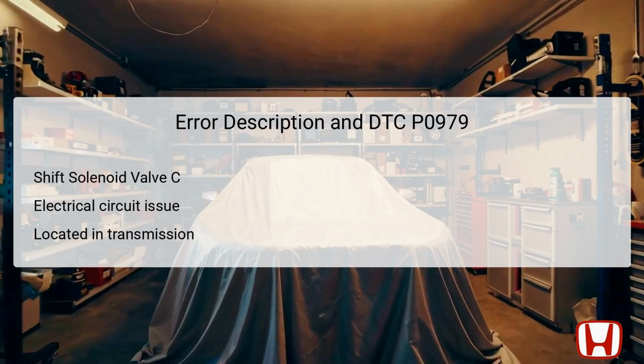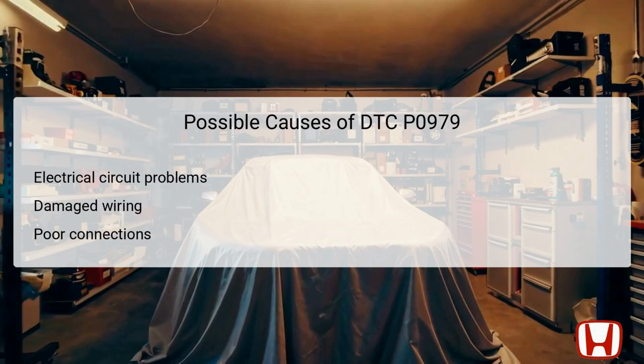If the driver encounters this DTC, it indicates that the solenoid is functioning improperly and likely needs examination or replacement. The activation of the fail-safe function prevents the car from shifting into higher gears, thereby maintaining limited functionality until the issue is resolved. The causes of DTC P0979 can be narrowed down to several electrical issues within the vehicle's system.